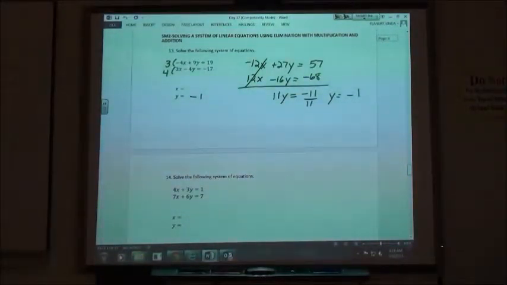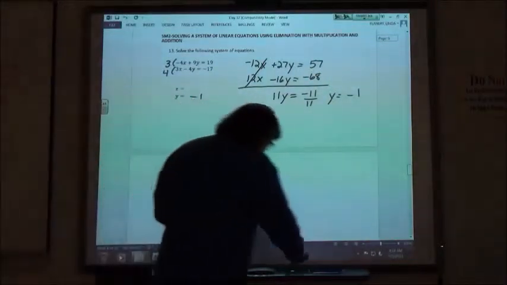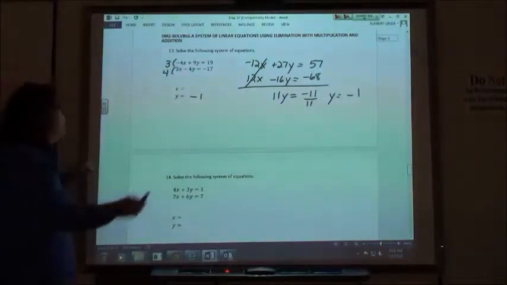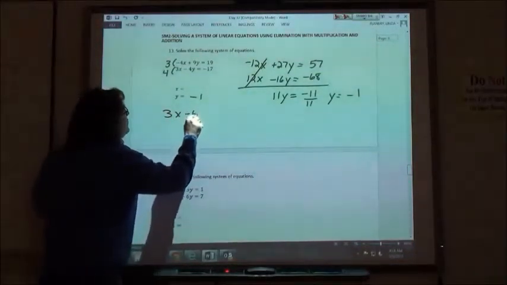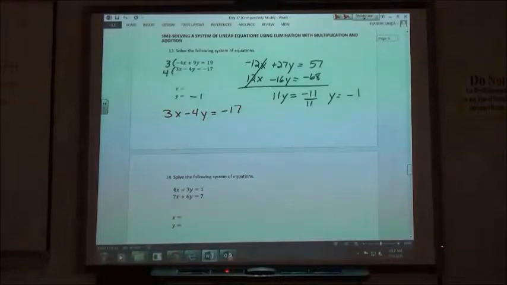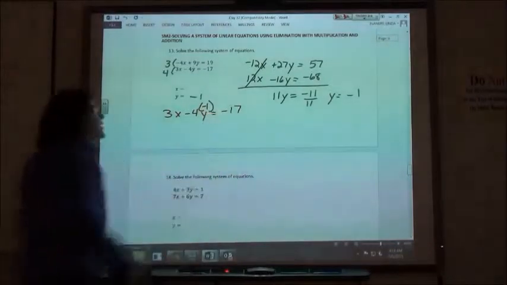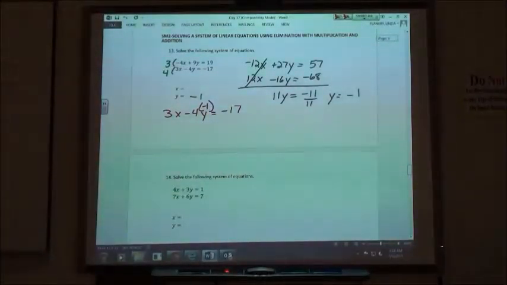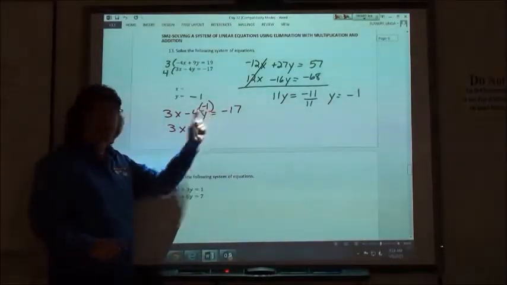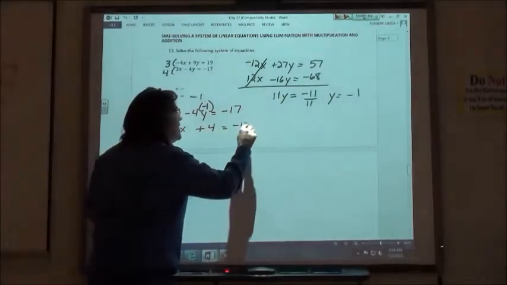Now I still need to find the x. I don't have a real easy equation that just says x equals something. I'm just going to pick one of those two equations. Which one looks easier to work with, the top one or the bottom one? The bottom one. Okay, so we're going to use 3x minus 4y equals negative 17. But we know what y is, so we can substitute in for the y our minus 1. So we're going to have 3x, a negative 4 times a negative 1 would be plus 4, equals negative 17.